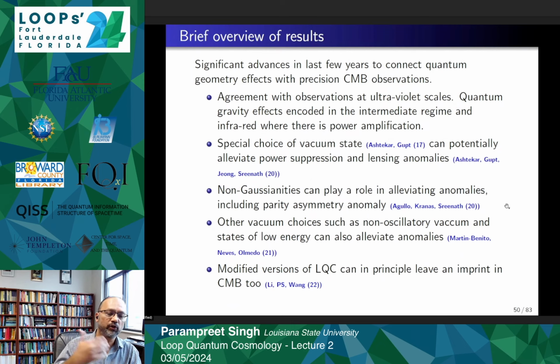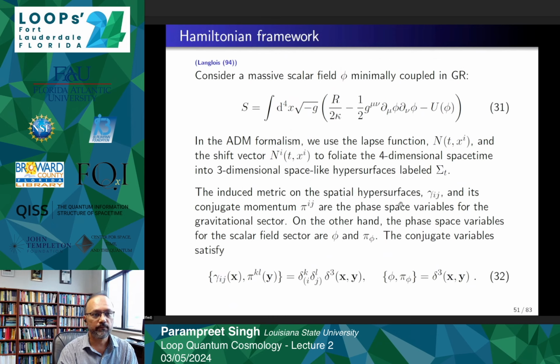The Madrid group has also looked at other vacuum choices, such as non-oscillatory vacuum states of low energy, which can also alleviate anomalies. These were all in standard loop quantum cosmology, more or less. But with my collaborators, we have been looking at modified versions of loop quantum cosmology, which I discussed, MLQC1 and MLQC2. And our conjecture is that as standard loop quantum cosmology leaves imprints, they can also probably leave imprints in the cosmic microwave background.